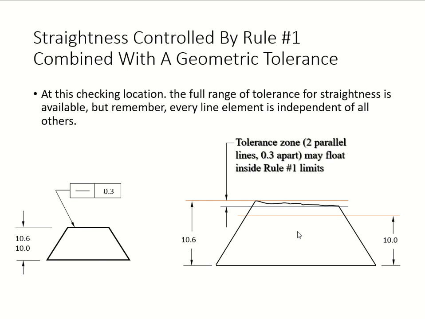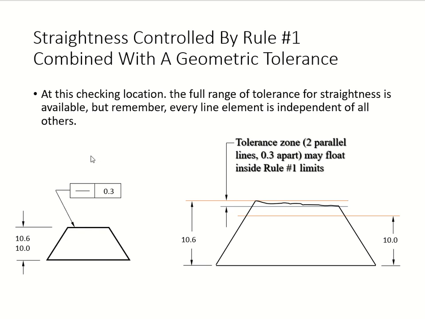Okay, so here we go. We have a tolerance zone 0.3 apart. It's going to float inside of the rule number 1 limits, which are right here. So 0.3 is from here to here. It's closer to the upper limit of your rule number 1 limit, which is 0.6. See? So how does this differ from the previous slide? In the previous slide, the two parallel lines for the 0.3 geometric tolerance are in between those two orange lines.